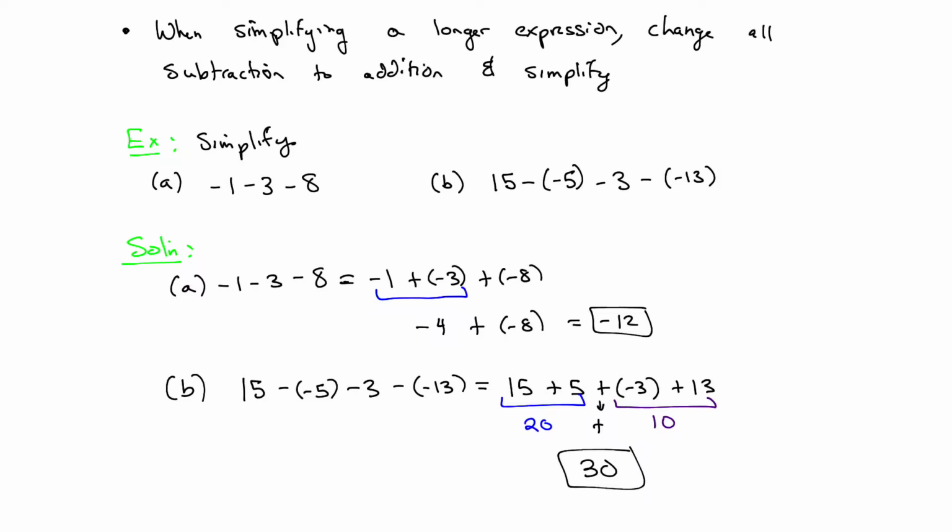You could have just as well decided to do 15 plus 5. You don't need to write this down, but you could have done 15 plus 5 to give you 20, plus that negative 3, plus that 13. Then work on this, which would give you 17, plus that 13, which would once again give you 30. That's another way to do it, but not necessary. Let your freak flag fly and do it however you want.